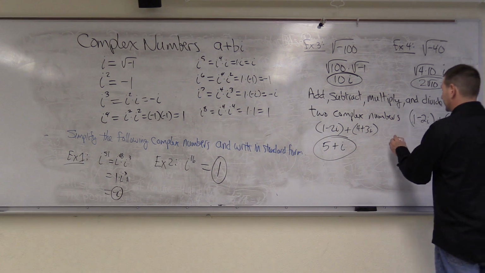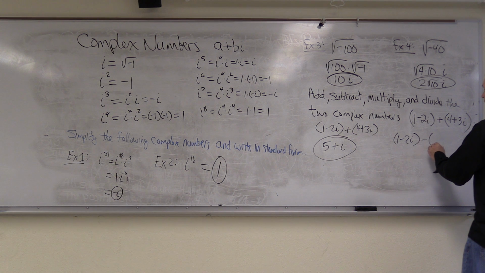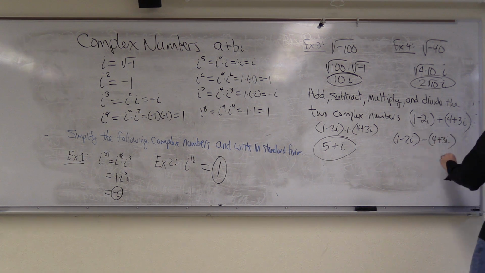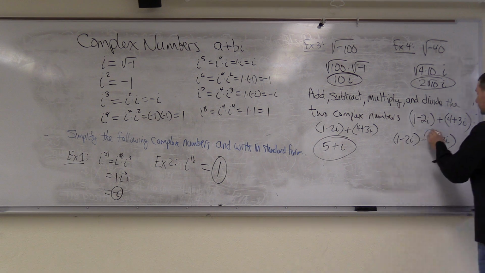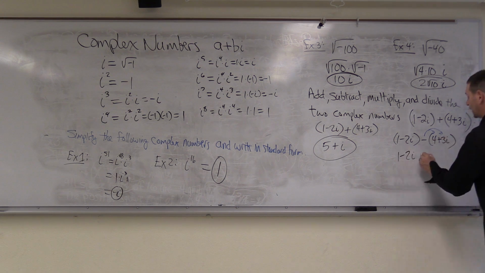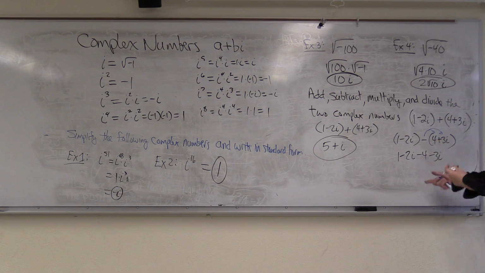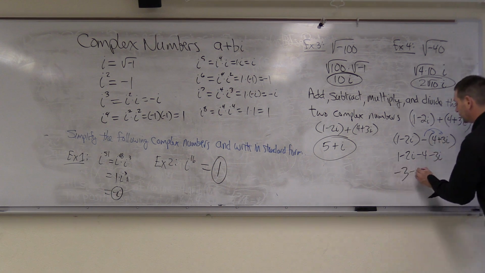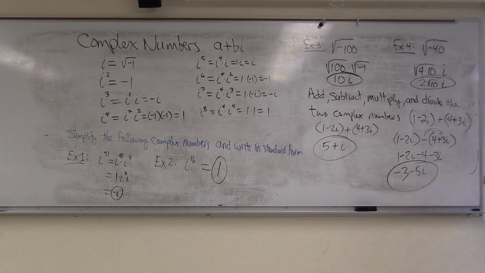What if we subtract these things? So let's subtract them. 1 minus 2i minus 4 plus 3i, just like you've done in earlier algebra classes. Same deal, just distribute your negative through, or change the sign of all and add. So you end up with 1 minus 2i minus 4 minus 3i. Combine your like terms, write it in standard form, the real number part first. So I should get -3 minus 5i. And that's that answer if I was to subtract those.